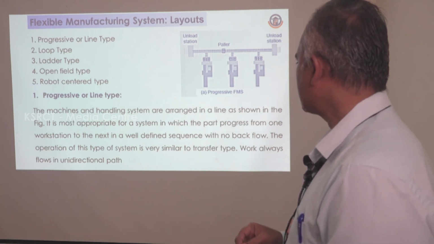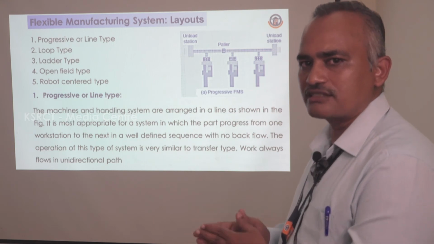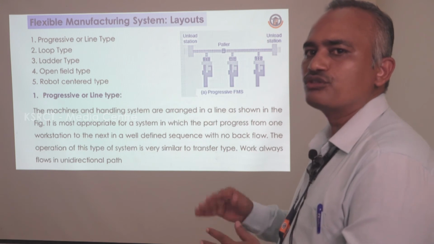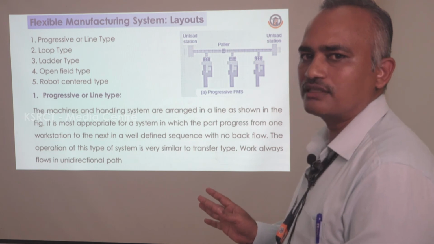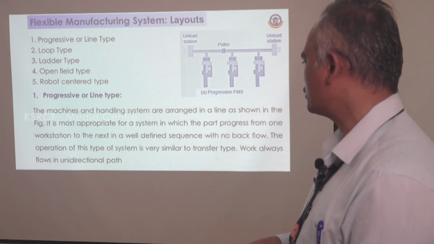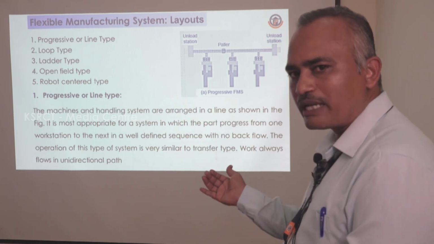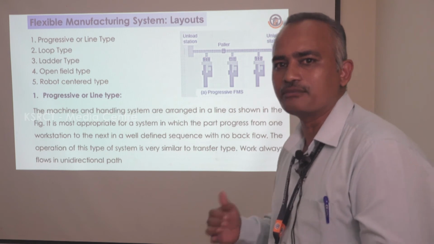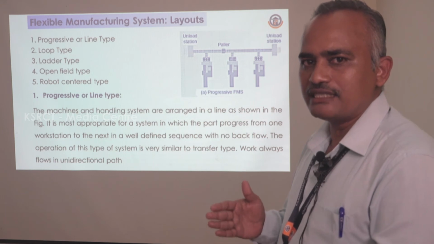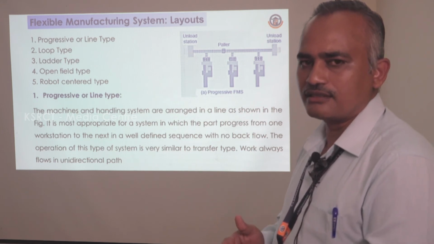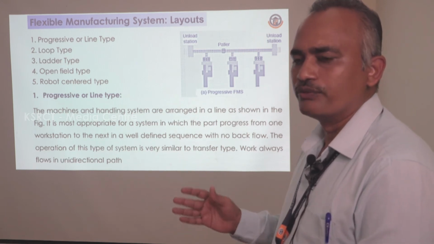Here the part progresses from one workstation to another. Without completing the first process, it cannot move to the second one. So that is one of the disadvantages. It is a well-defined sequence of the system or layout. Here the work always flows in a unidirectional path. It cannot move back again to finish the existing process. It is a one-way path. After finishing the first workstation or work process, it can move to the second one. So like that it will move.